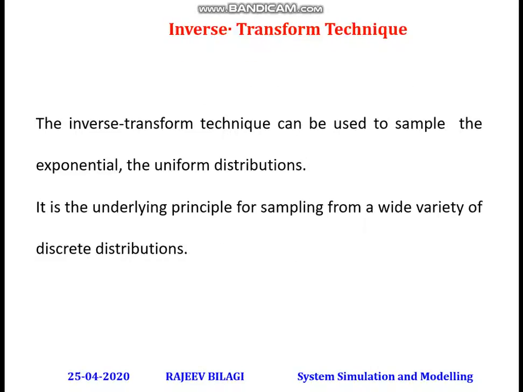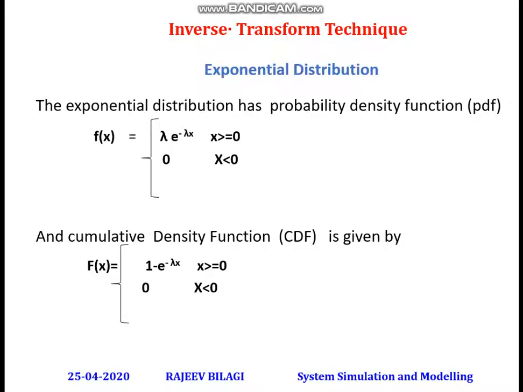Now, there are two such different techniques. One is inverse transform technique, and the other one is acceptance and rejection technique. So, this particular technique can be used to sample the exponential and uniform distributions. Now, we'll see these are all the different distributions which you have already studied in your mathematics. So assuming that you have at least some knowledge of these distributions, now we apply on this.